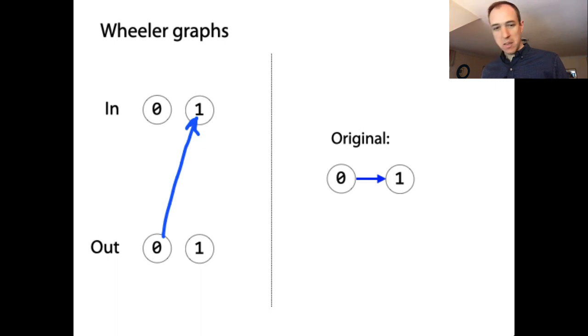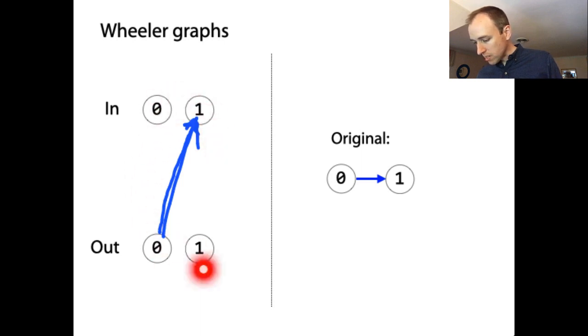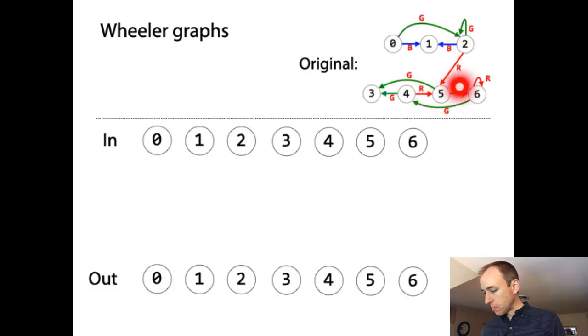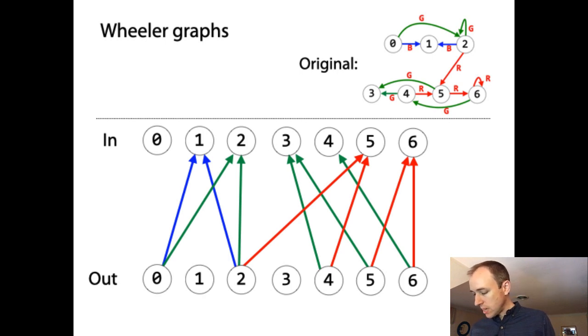Just as a really small example, if this is the original graph here, how would I draw it with this in and out replica representation? Let's see, I would draw it from the out node on the bottom labeled 0 to the in node on the top labeled 1. There we go. So this representation would be how I would redraw something that I originally drew that way. Okay, so let's now redraw the graph that we were just talking about, but in this new in and out replica way. And it looks like this.